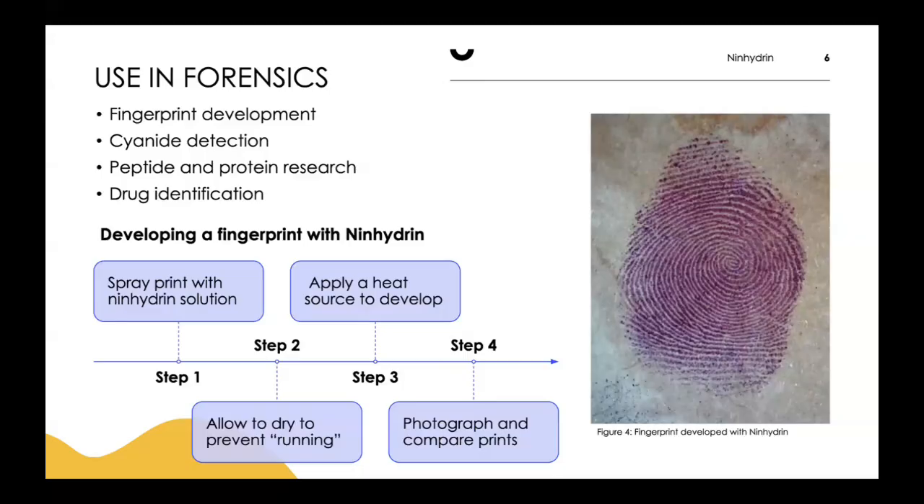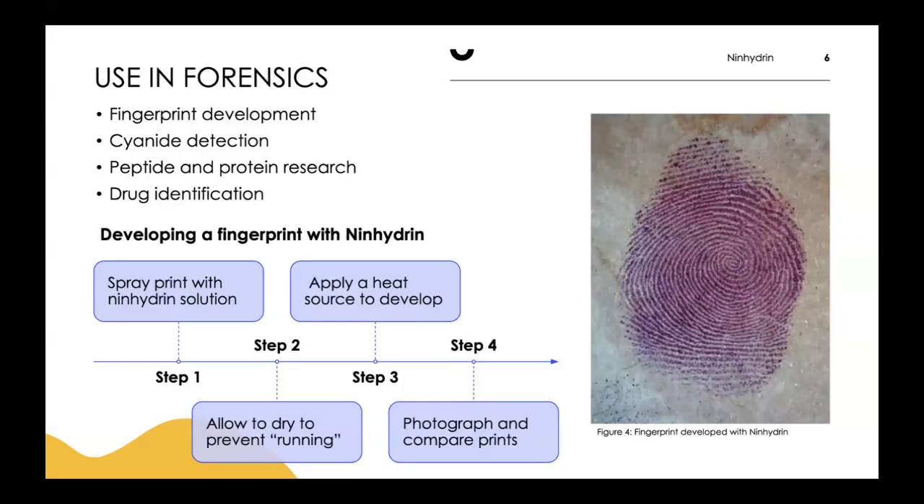To develop a fingerprint, an anhydrous solution is sprayed onto a porous surface like paper. The paper is then allowed to dry to prevent running. Think of ink writing, running, and disappearing when you spill water on a document. This is done to prevent that.